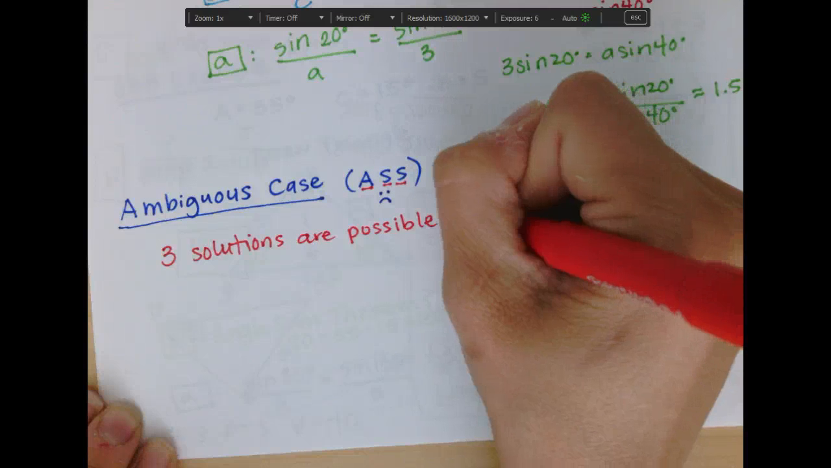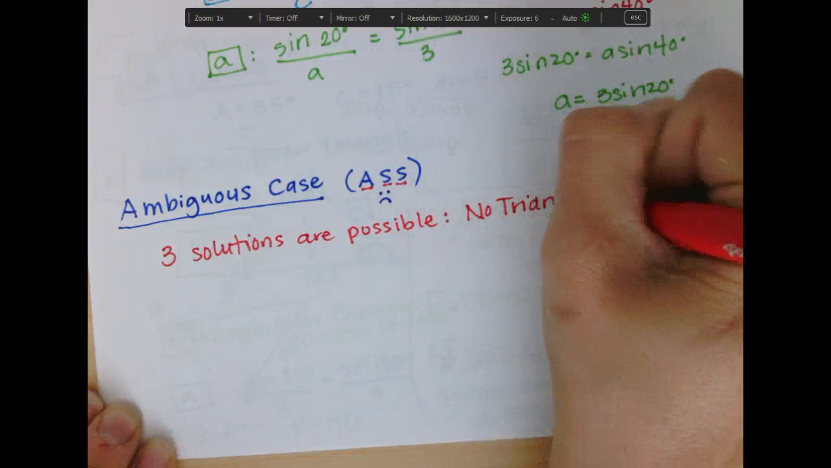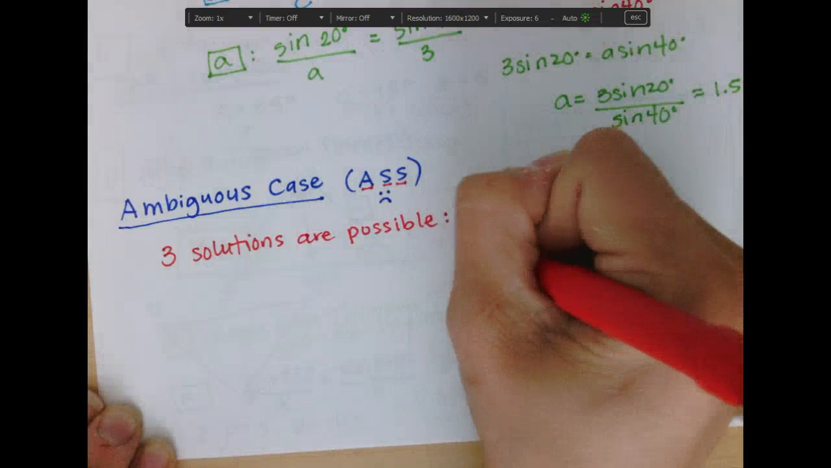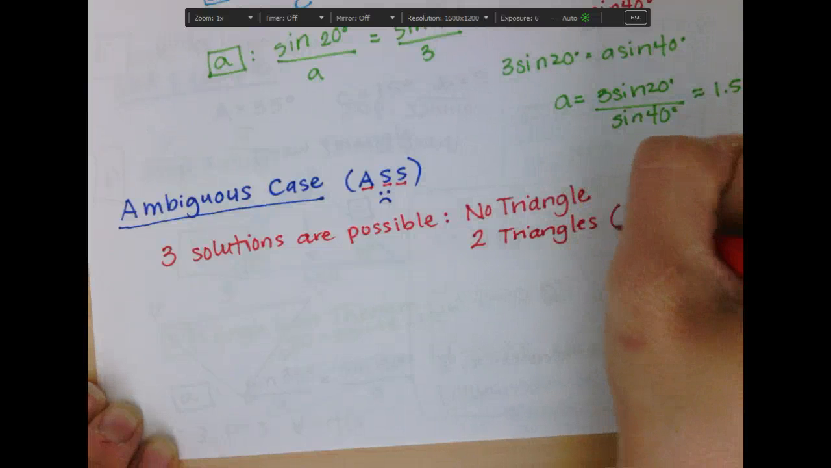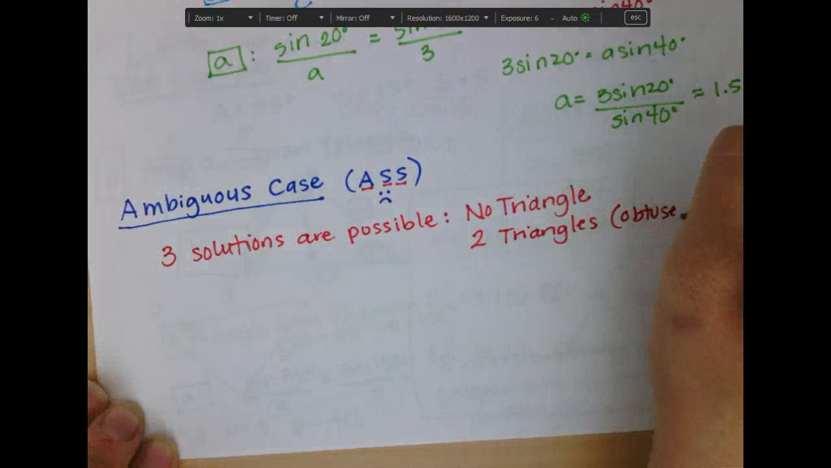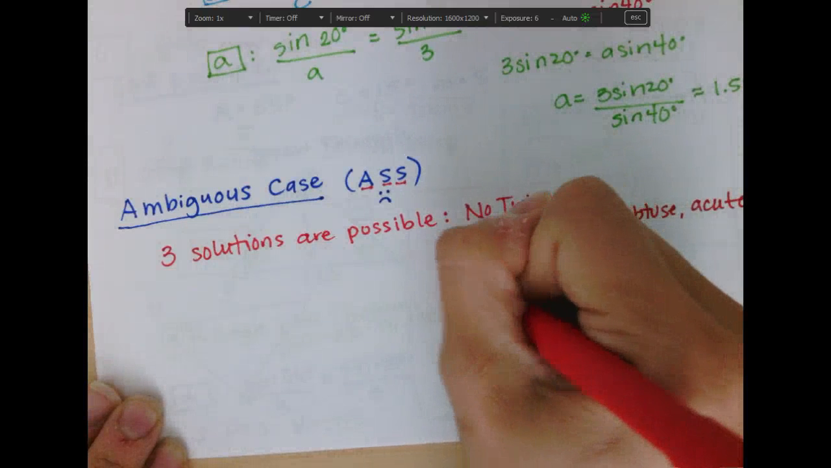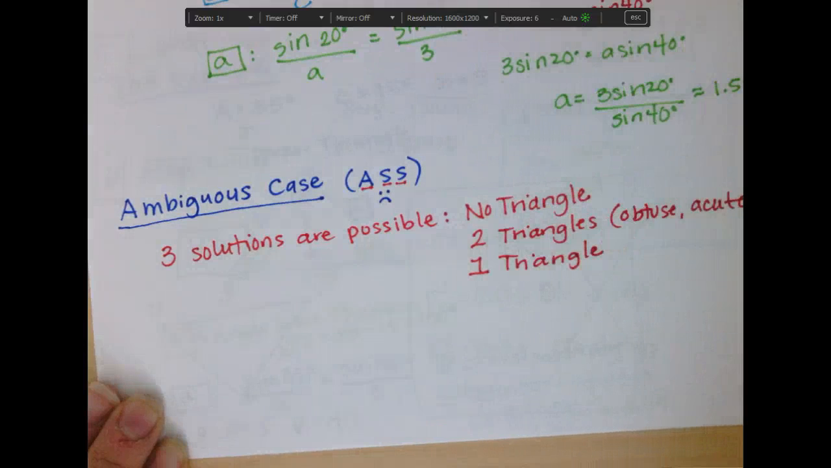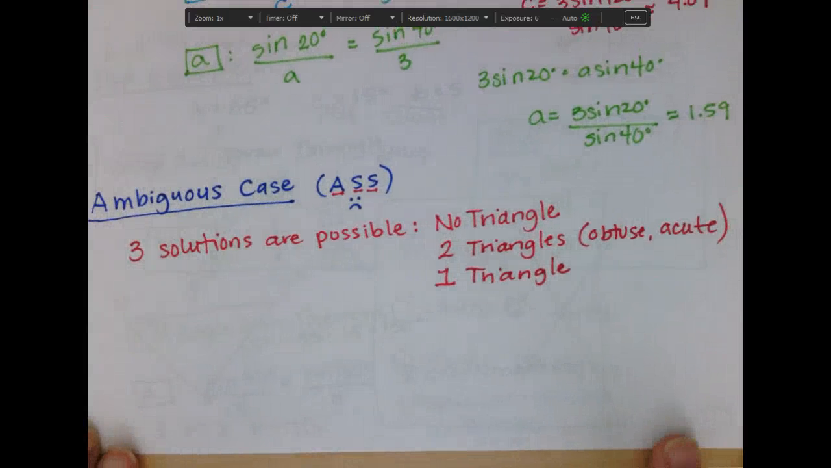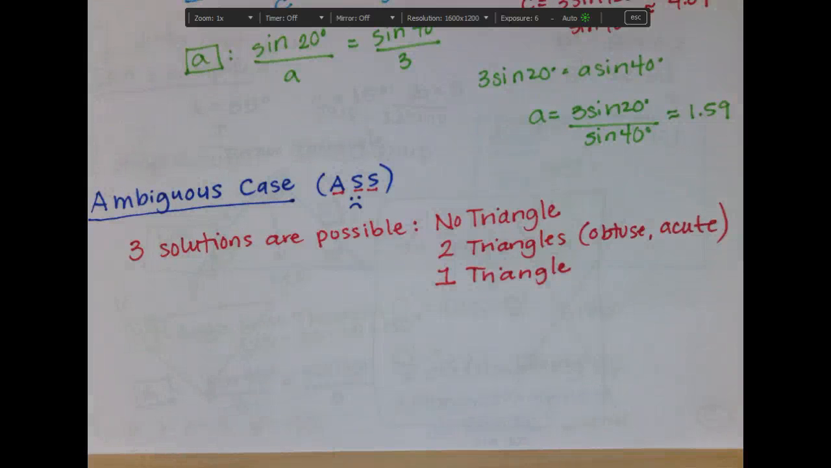First of all, you can get no triangle at all, or you can get 2 triangles for your answer, one obtuse and one acute. Or you can have just 1 triangle. So those are your 3 possible scenarios with the ambiguous case when you're given 1 angle and 2 sides.